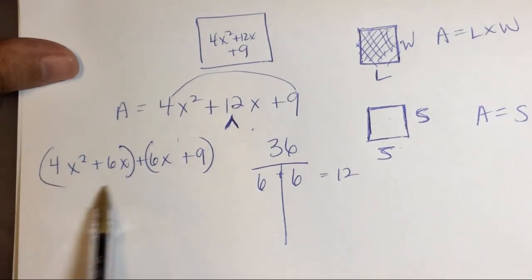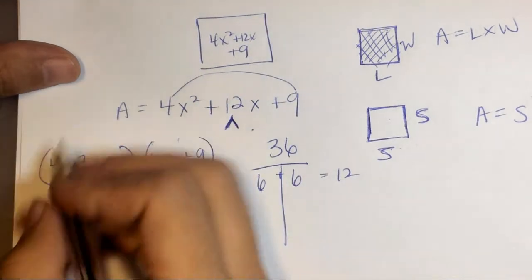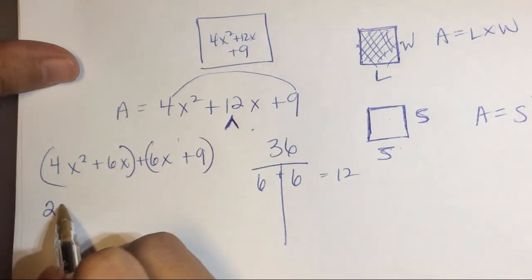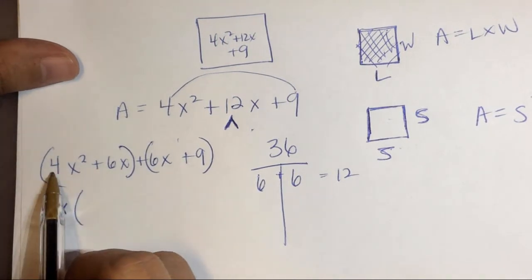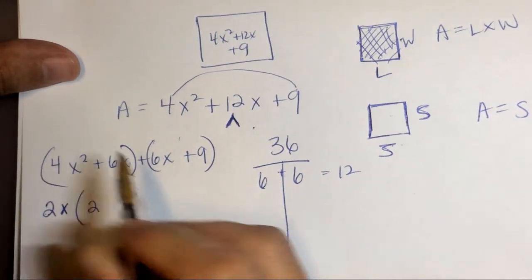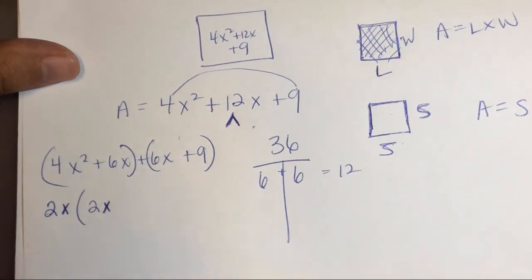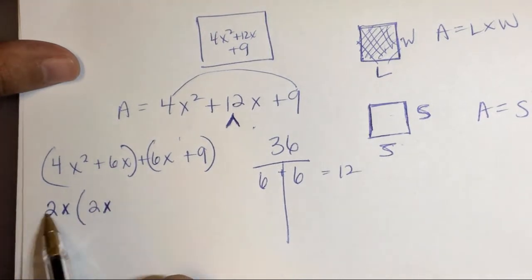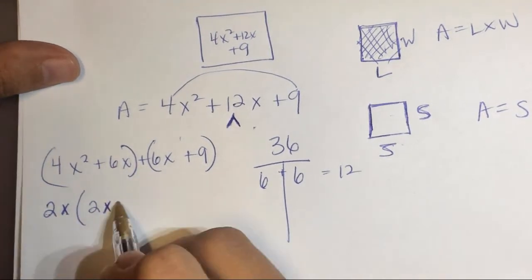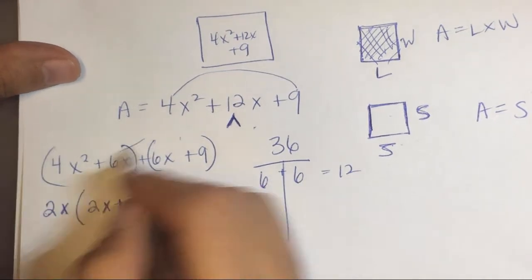Looking at this first little factor bubble, I have a 2 in common, and then I have an x in common. So 2 times what gives me 4? What am I missing? A 2. And then x times what gives me x squared? X. For my next term, x is already there, so 2 times what gives me 6? 3. So this guy's done. I already factored him out.